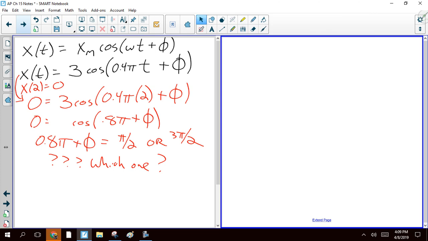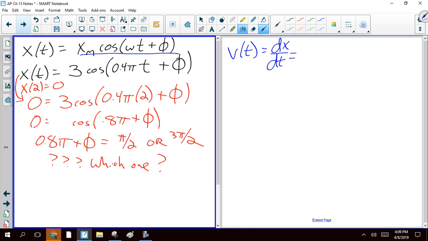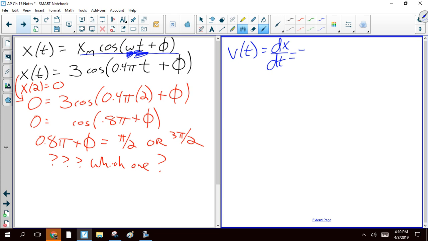Velocity at time t is just the derivative of the position with respect to time. So I'm going to take the derivative of this mess with respect to time. Time is my only variable here. The derivative of cosine is negative sine, and I'm going to have to use the chain rule and multiply by omega. So you end up getting negative x m times omega times the sine of omega t plus phi.